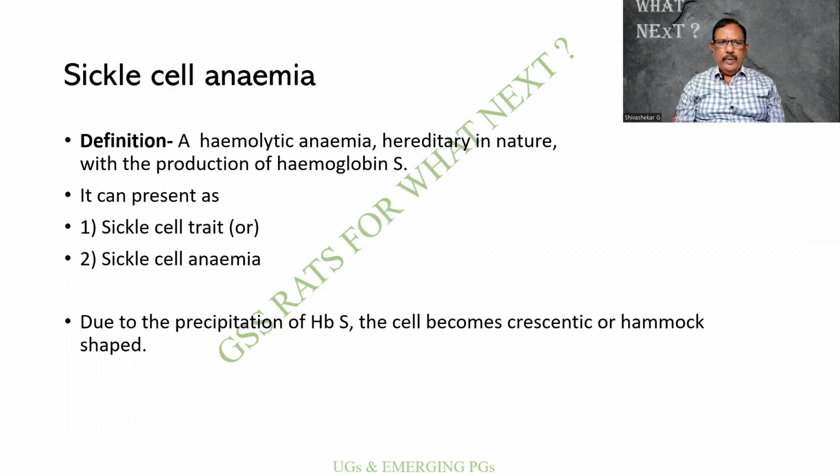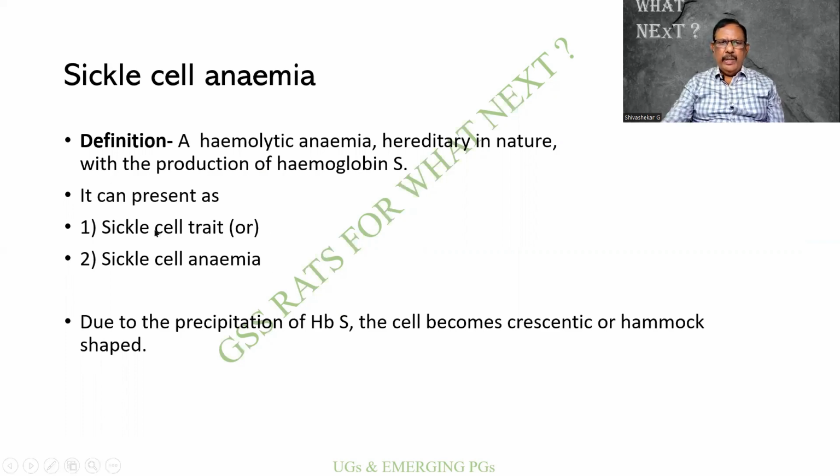There are two types of it. One is a sickle cell trait and another sickle cell anemia. And by definition, it is a hemolytic anemia. That is why you have got jaundice. Hereditary in nature with the production of hemoglobin S.